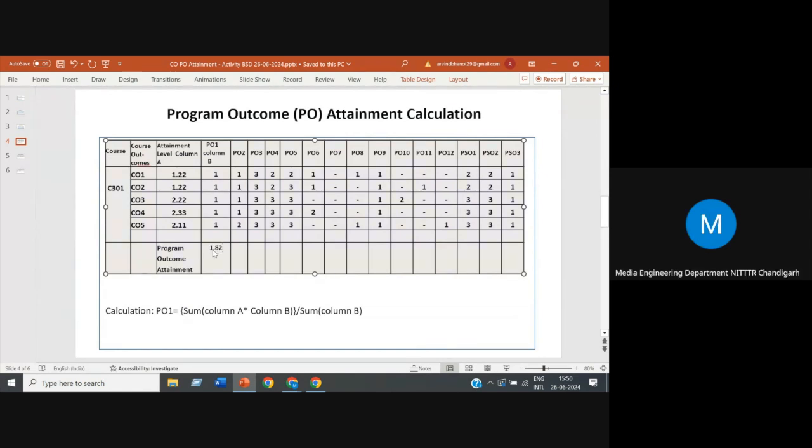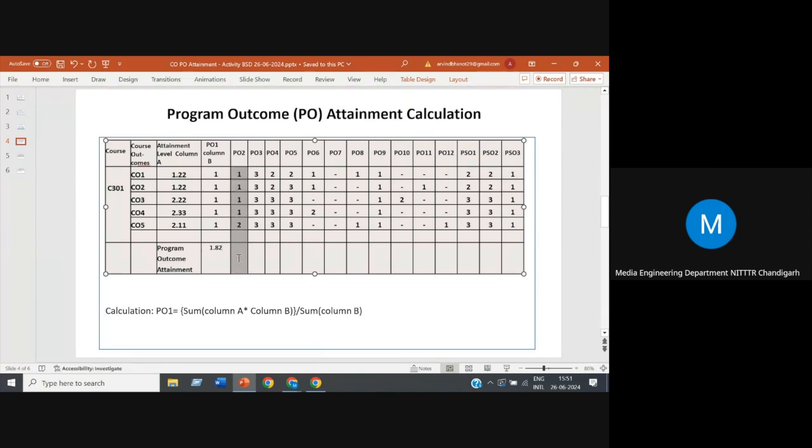Others, please check. Are you getting the same? Yes, sir. 1.82. Okay, very good. Similarly, calculate for PO2, right?